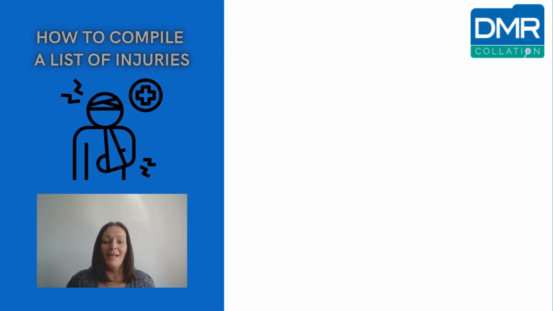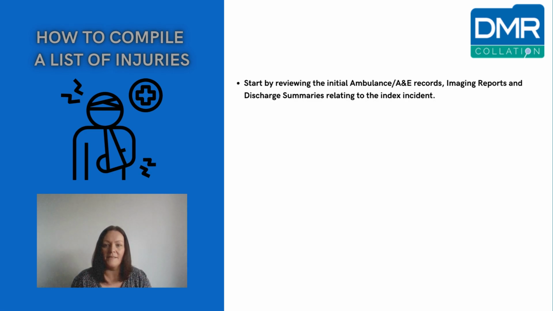We will now examine how to compile a list of injuries. As a starting point, we recommend that you review the initial ambulance and A&E records, imaging reports, and discharge summaries relating to the index incident. This will give you an initial basic list of the main injuries sustained by the claimant. The next step will be to expand those injuries out by reviewing the GP records to look at the problem list, and to also review any subsequent outpatient clinic letters, which often will list the main injuries in the headings of their letters.